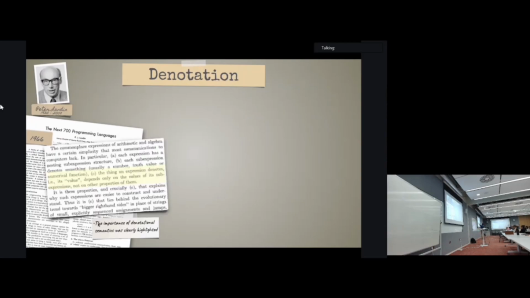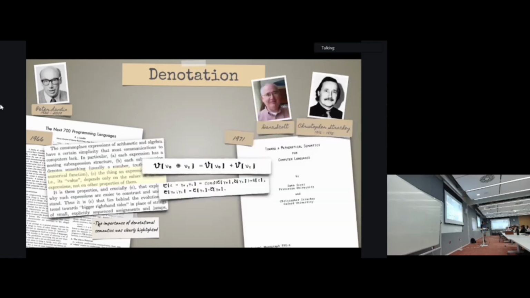I think this 700 programming languages paper is one of the first places where that idea comes out at all. So he says, the thing an expression denotes, or its value, depends only on the values of its sub-expressions, not on other properties of them. So he's saying the meaning of a term is some combination of the meaning of its subterms. And that's one of the big ideas that we see in the work of Scott and Strachey in '71, several years later, where they introduce Towards a Mathematical Semantics for Computer Languages, which is the classic citation for denotational semantics.